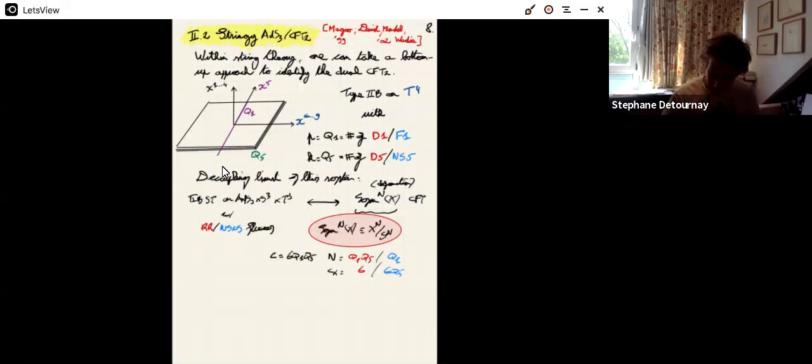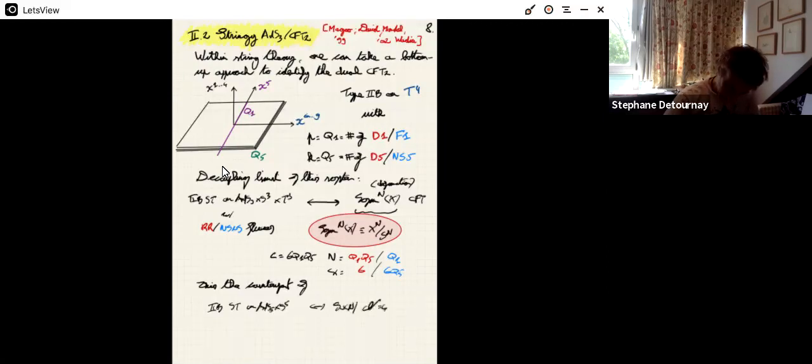So this is the counterpart of the more usual AdS/CFT statement that type IIB string theory on AdS5 times S5 is dual to SU(N) N=4 super Yang-Mills. And that is obtained, in that case, derived from a stack of D3 branes.